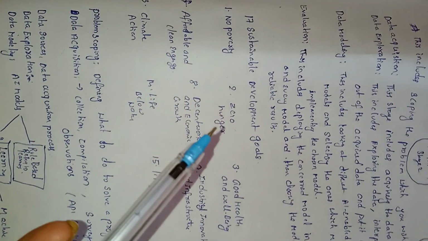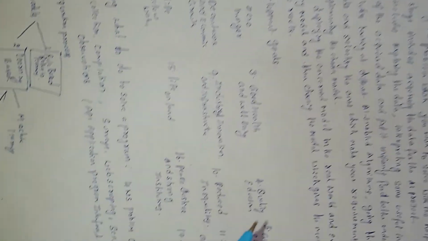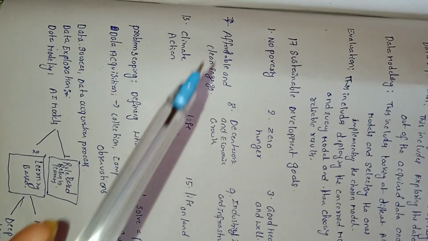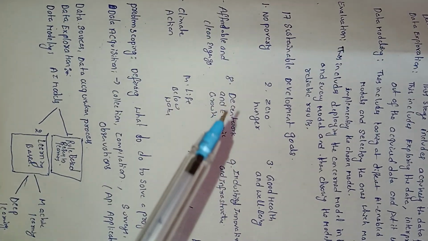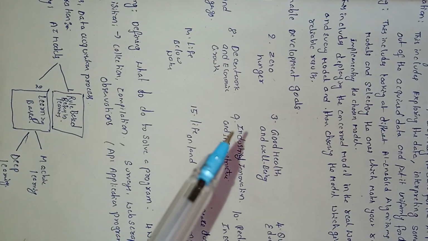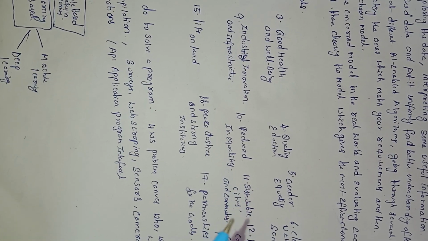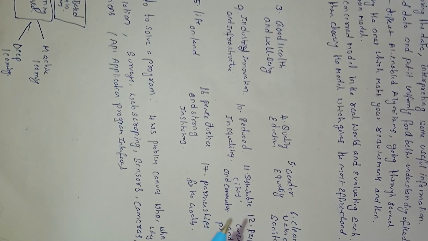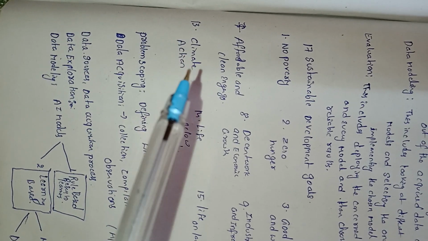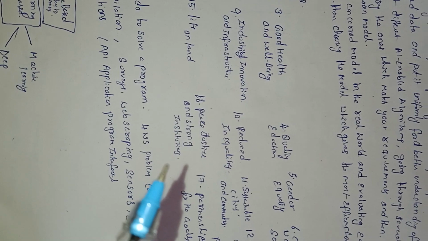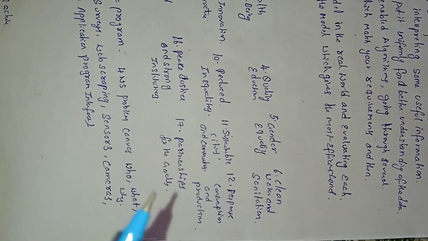No poverty, zero hunger, good health and well-being, quality education, gender equality, clean water and sanitation, affordable and clean energy, decent work and economic growth, industry, innovation and infrastructure, reduced inequality, sustainable cities and communities, responsible consumption and production, climate action, life below water, life on land, peace, justice and strong institutions, partnerships for the goals.